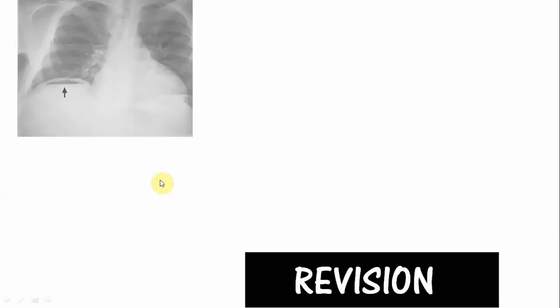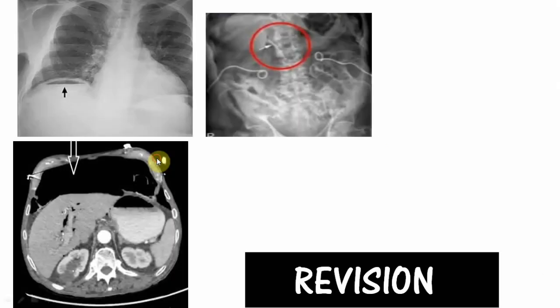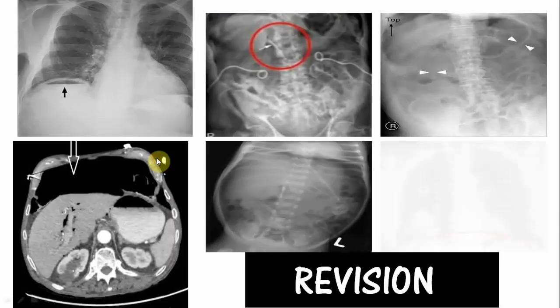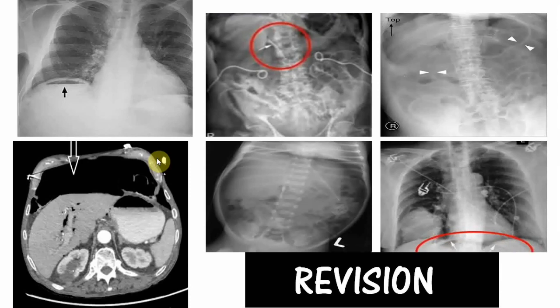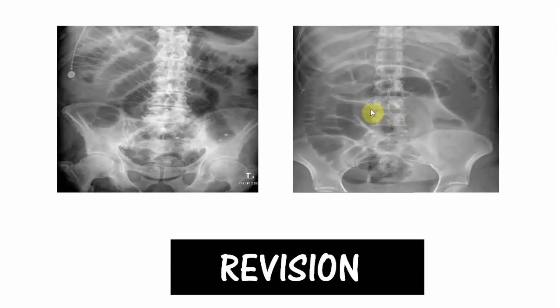They are showing the gas under the diaphragm due to the hollow viscus perforation, that is pneumoperitoneum. This is the falciform ligament sign, football sign, Rigler sign, cupola sign. All these are signs of pneumoperitoneum. This is small intestinal obstruction and this is large intestinal obstruction.